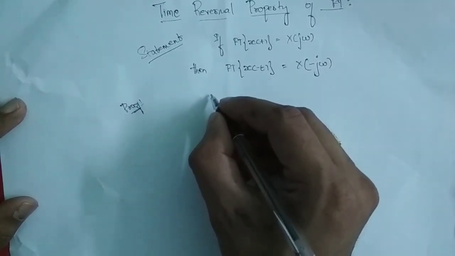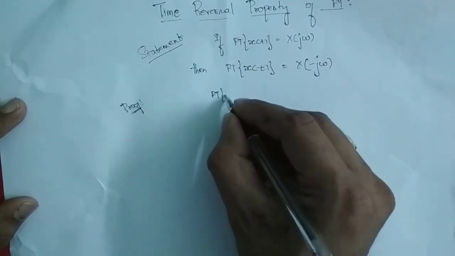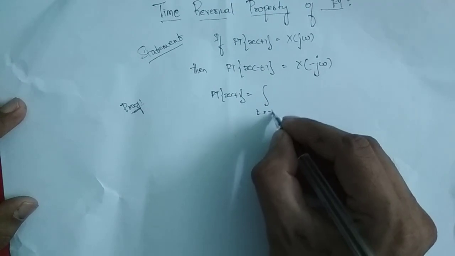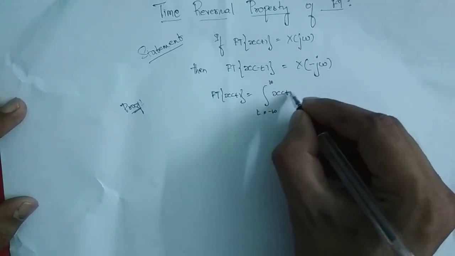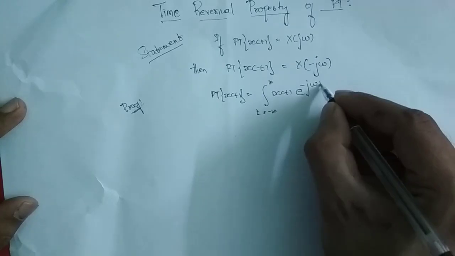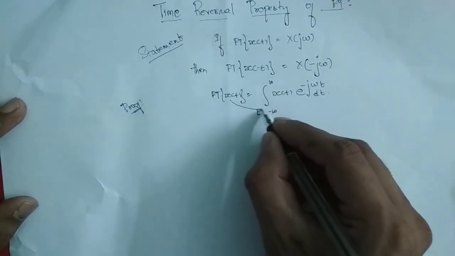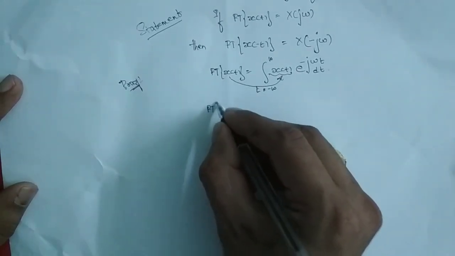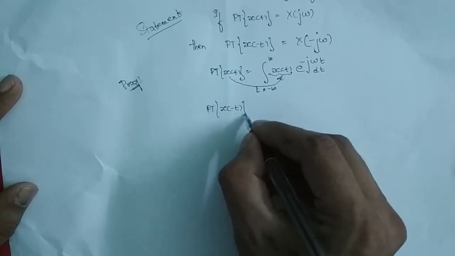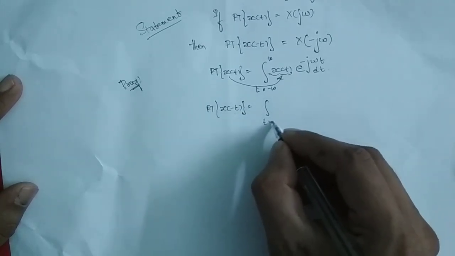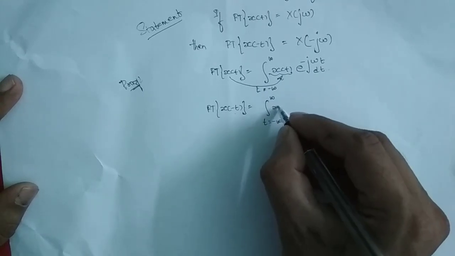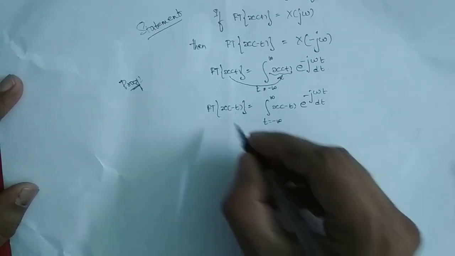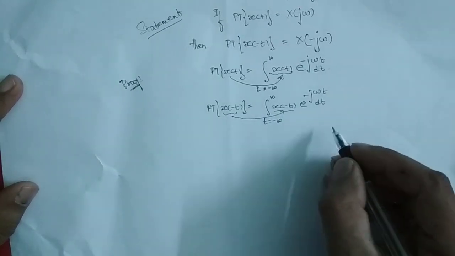So from the definition, the Fourier transform of x of t is equal to the integral, t varying from minus infinity to infinity, of x of t e power minus j omega t dt. So this signal as it is will come to the right hand side. So the Fourier transform of x of minus t, which is to be proved, is given by the integral, t varying from minus infinity to infinity, of x of minus t e power minus j omega t dt.